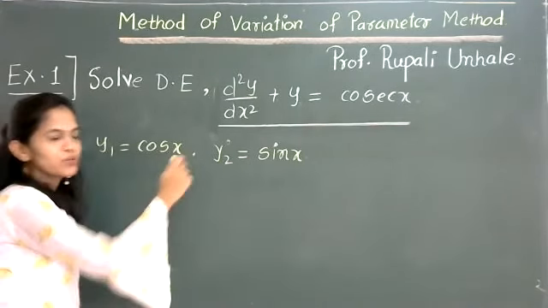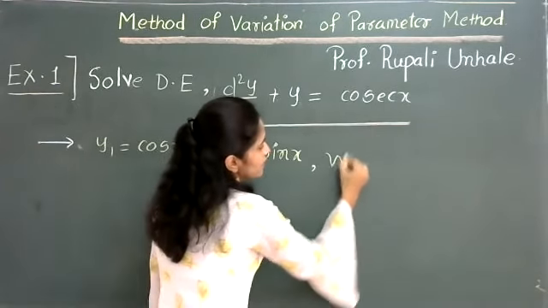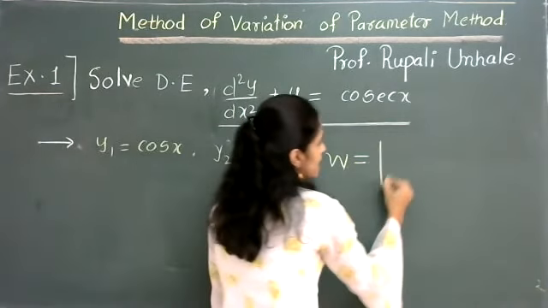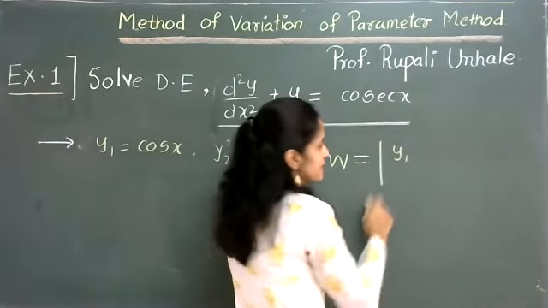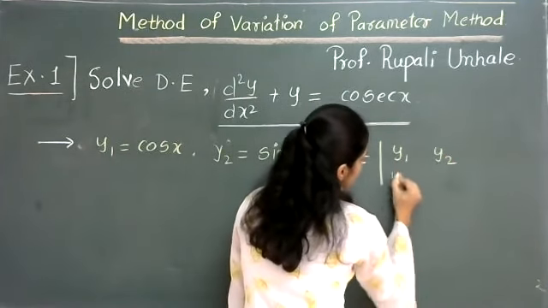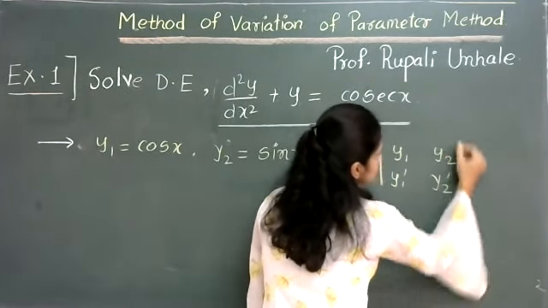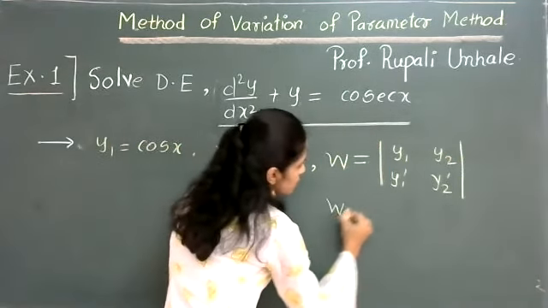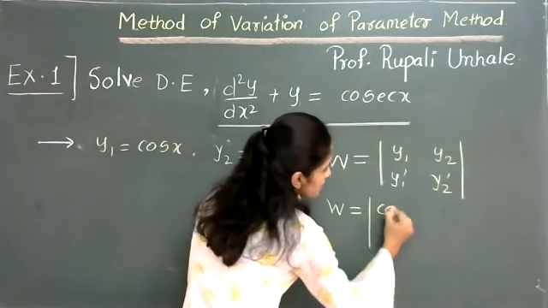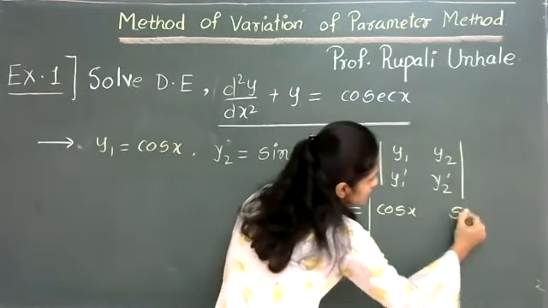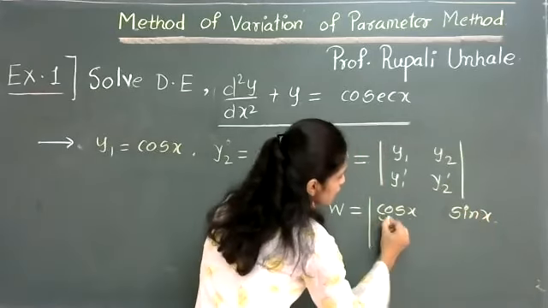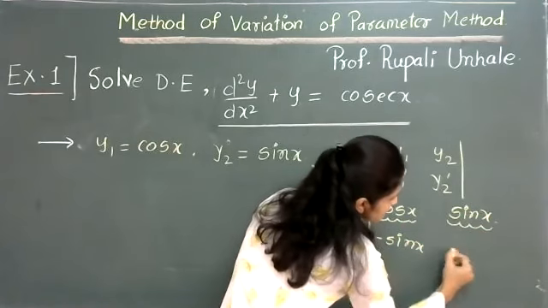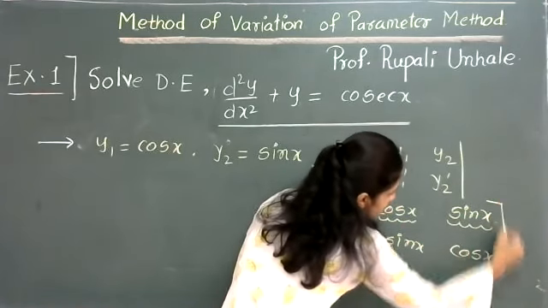So using this y1, y2, we can easily calculate W. W is nothing but the Wronskian. And that Wronskian can be calculated by the standard formula, that is determinant y1, y2, y1 dash, y2 dash. So we can substitute the value of y1 and y2 here. So y1 is cos x, y2 is sin x. The derivative of cos x becomes minus sin x and the derivative of sin x becomes cos x.